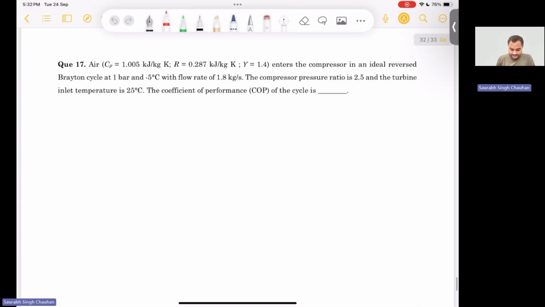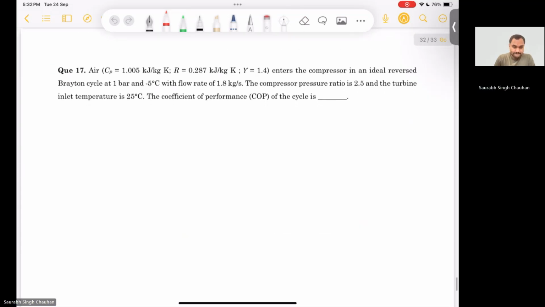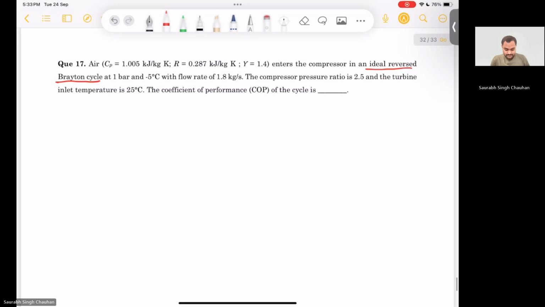We have one more question, question number 17. And it says the properties of air are given, Cp is given, R is given, gamma is given. The air enters the compressor in an ideal reversed Brayton cycle. Okay, so this ideal reverse Brayton cycle, if you don't know, then you can refer to any standard textbook. This is basically used for cooling, okay, for refrigeration.